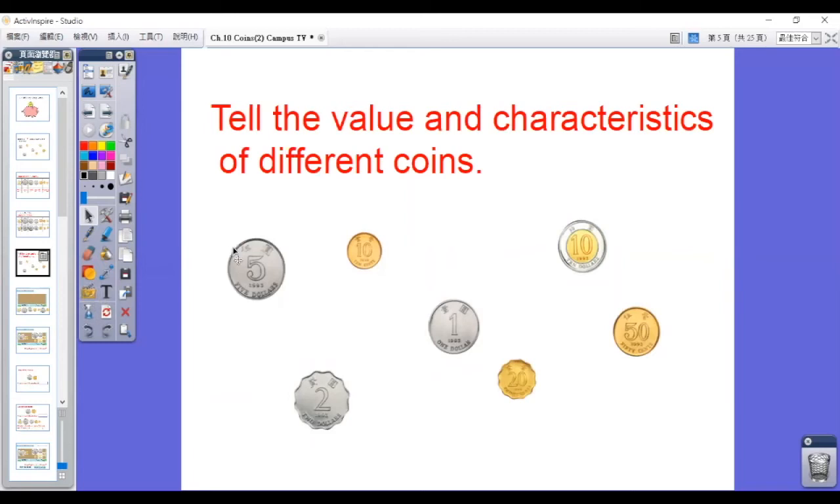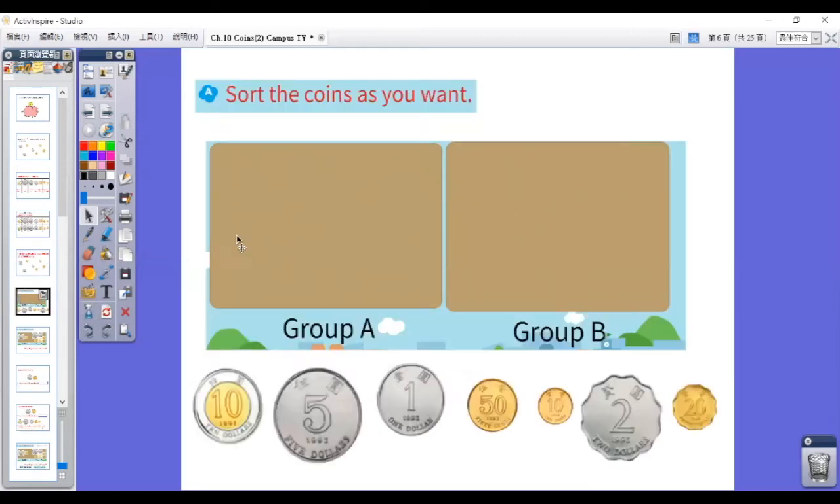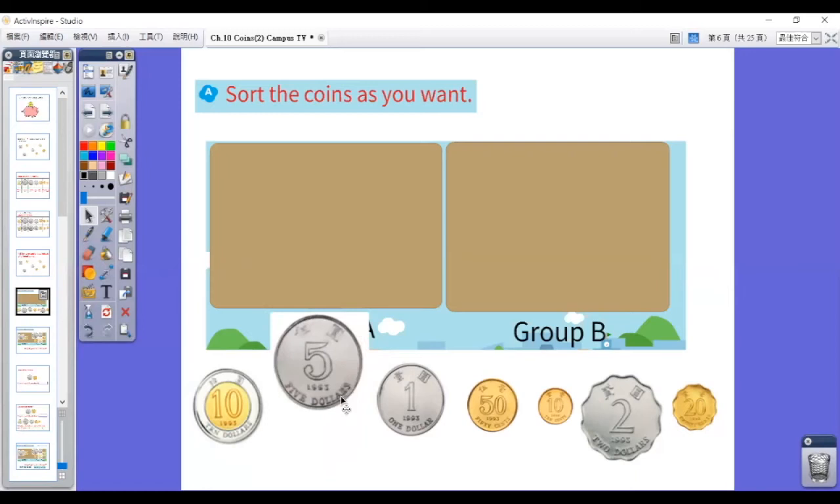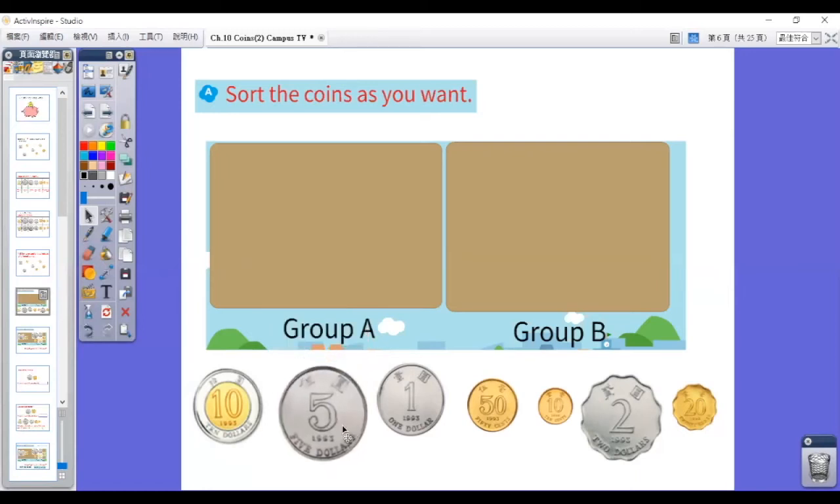So now we can tell the value, and next we have to talk about the characteristics of different coins. Students, can you help me? Miss Polly now wants to sort the coins into two different groups. You can put the coins into groups as you like, and then you have to tell me the reason. Let's think about it. If you think the coins have similar things, then you can put them together. Do you have any idea? Aha!